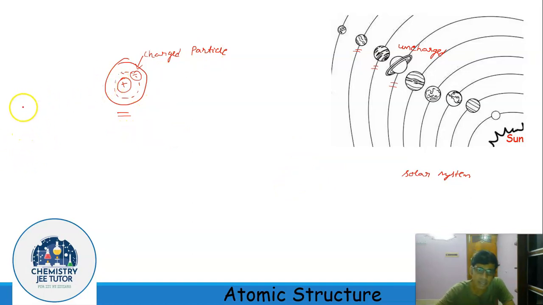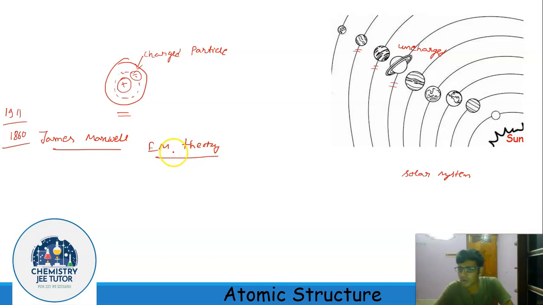Now, it is important to mention here that Rutherford gave his atomic model in 1911, and before that, in 1860, James Maxwell gave his electromagnetic theory. What is it and how is it related to Rutherford's atomic model? According to Maxwell's electromagnetic theory, when an electrically charged particle moves under acceleration, electric and magnetic fields will be produced and transmitted in the form of waves, and these are called electromagnetic waves.